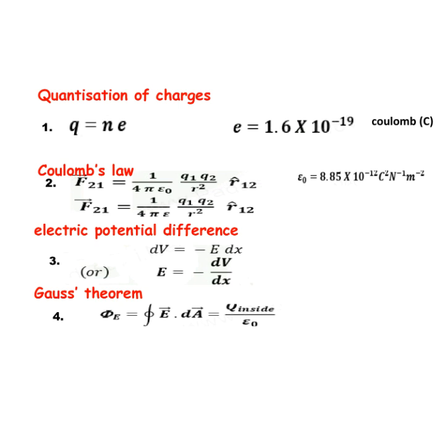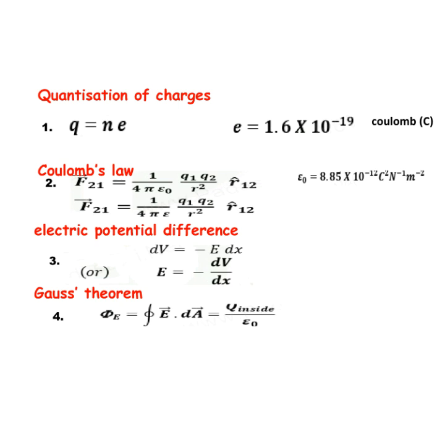Then electric potential difference. Let the small distance between A and B be dx. Work done in moving a unit positive charge from A to B is dV equal to E dot dx. The work has to be done against the force of repulsion in moving a unit positive charge towards the charge Q. So dV is equal to minus E dot dx. Therefore E is equal to minus dV by dx.